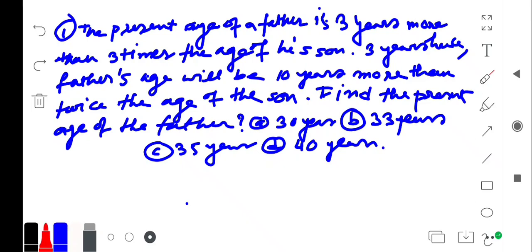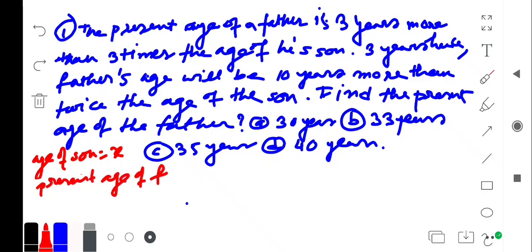Okay, next, so they are given the present age of a father is 3 years more than 3 times the age of his son. So we can take the age of the son as x. So the present age of the father is equal to 3x plus 3 years.